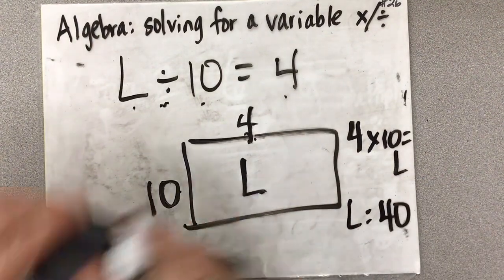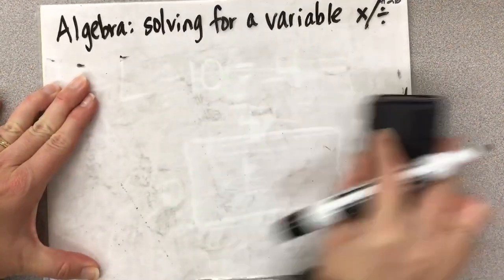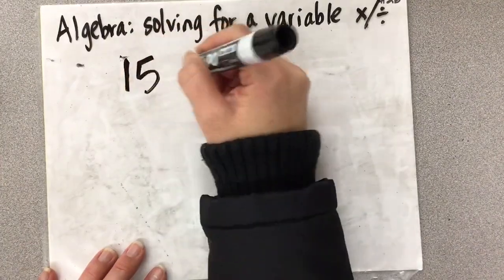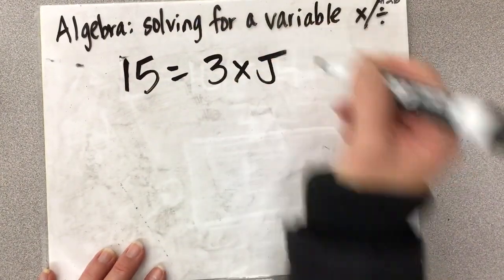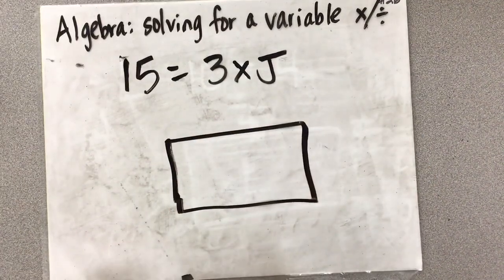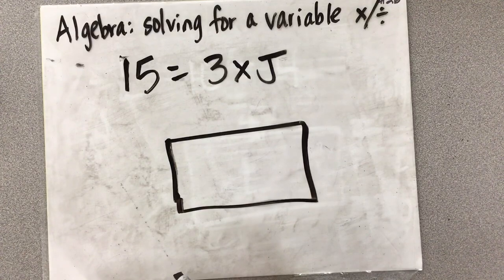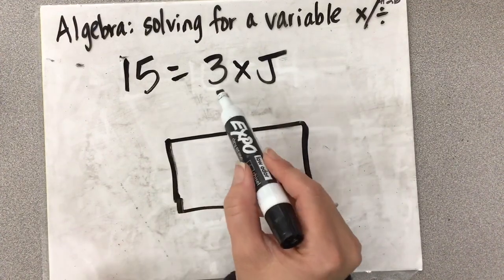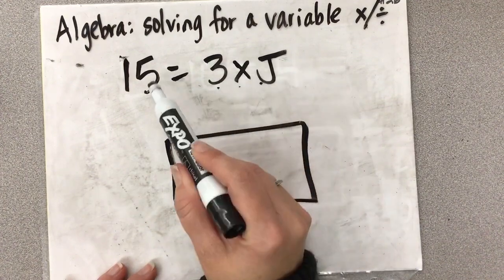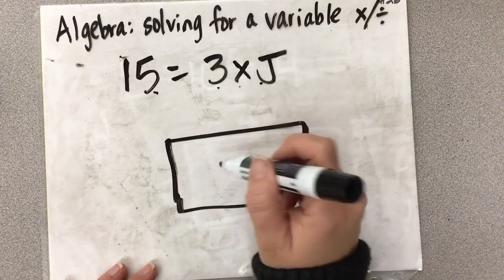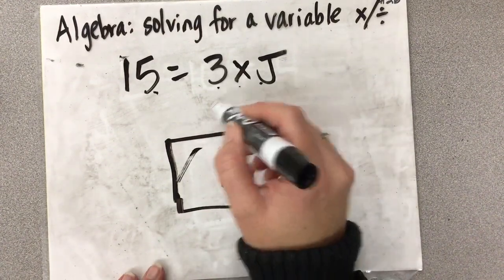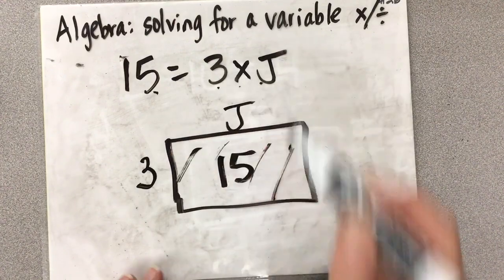All right, last example I'm going to show you is 15 equals 3 times j. In this case, I can still use the area model even though it's multiplication. It works for multiplication and division. I don't yet know what j equals, but I do know that 3 times j gives me 15. So 15 is definitely going to go on the inside because it's the total area inside the box, and the sides are 3 and j.